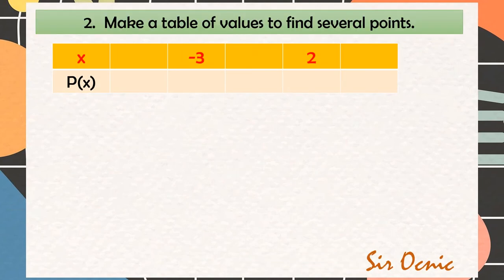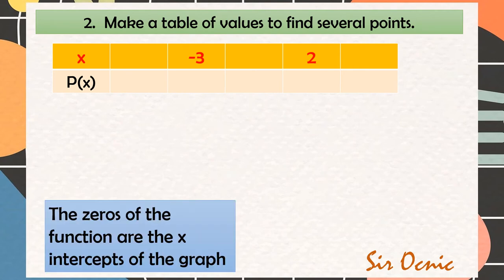Let us now make a table of values to find several points. Again, the zeros of the function are the x-intercepts of the graph. Since negative 3 and positive 2 are the zeros of the function, the value of each p of x is equal to 0. Let us insert negative 4, 0, and 4 to the table of values.